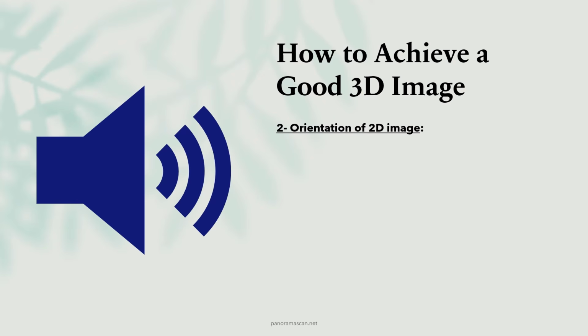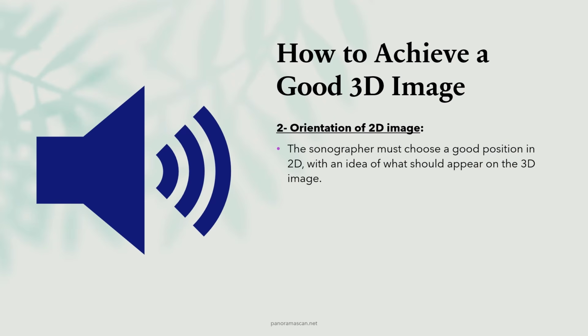Once the 2D image is optimized, the next critical step is the orientation of the 2D image. The sonographer must carefully select an optimal position, ensuring that the anatomy or structure of interest is well aligned and visible. Having a clear idea of the desired outcome for the 3D image is crucial at this stage. Proper orientation minimizes the need for corrections later and helps ensure a high-quality 3D reconstruction.